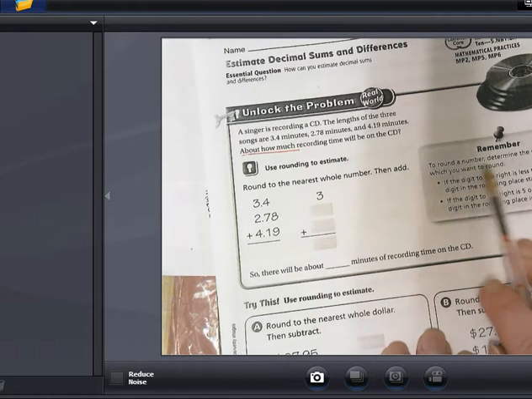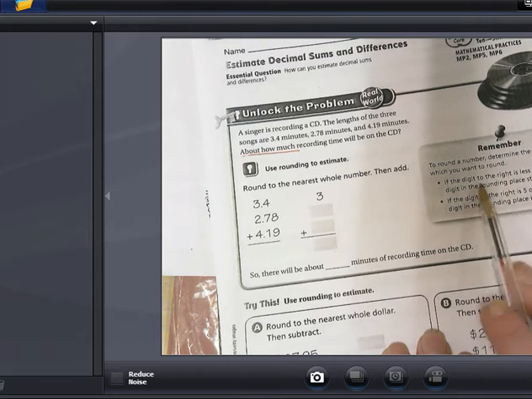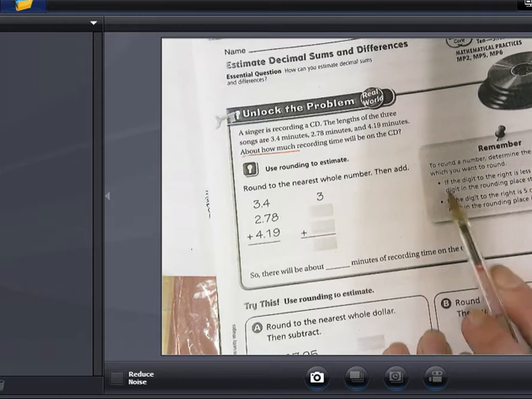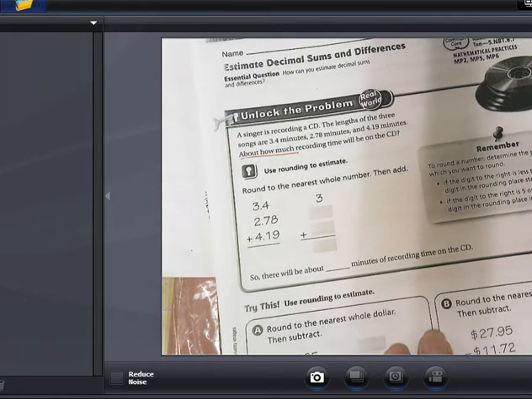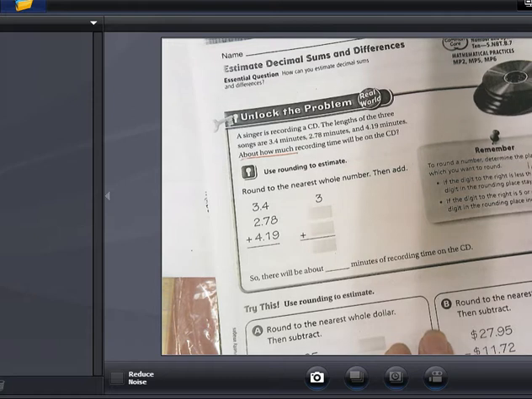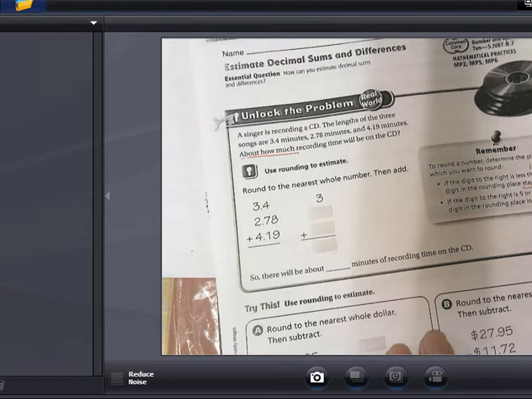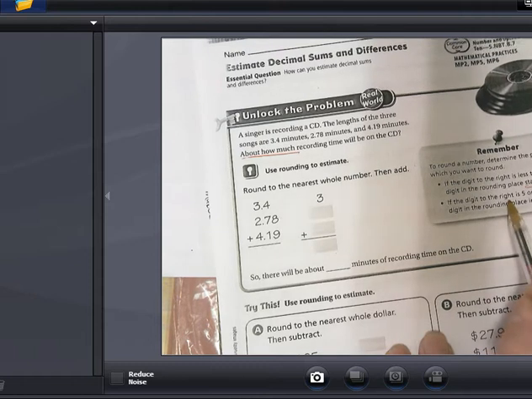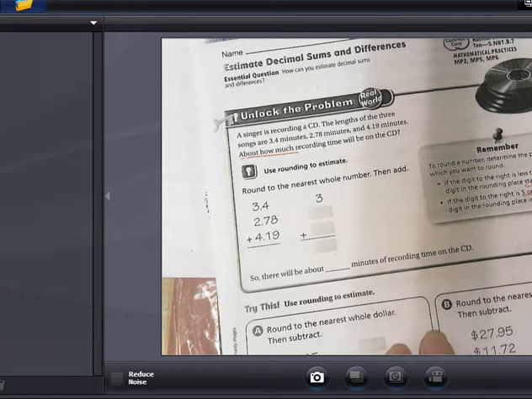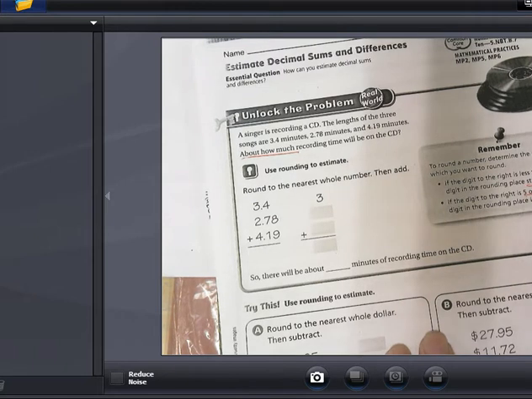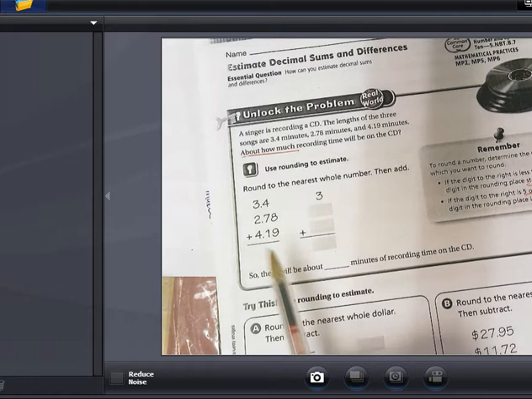Here's the reminder. To round a number, determine the place to which you will round. If the digit to the right is less than 5, so 0, 1, 2, 3, or 4, the digit in the rounding place stays the same. If the digit to the right is 5 or greater, the digit in the rounding place increases by 1. Raise the score.